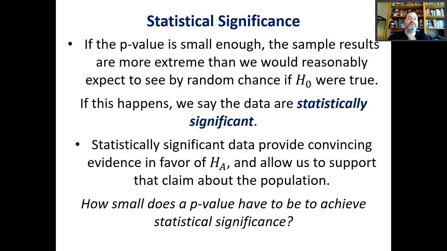And that leads us naturally to statistical significance. If the p-value is small enough, the sample results are more extreme than we would reasonably expect to see by random chance if the null hypothesis were true. If this happens, we say the data are statistically significant. Statistically significant data provide convincing evidence in favor of the alternative hypothesis and allow us to support that claim about the population.